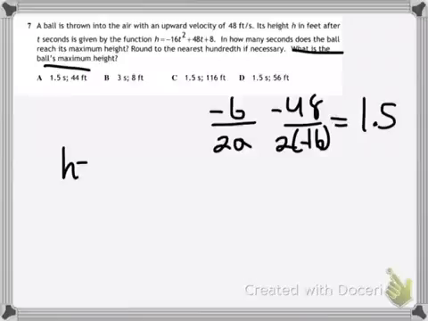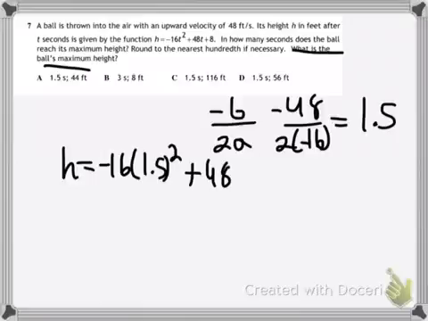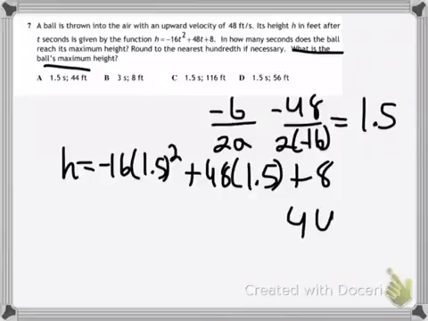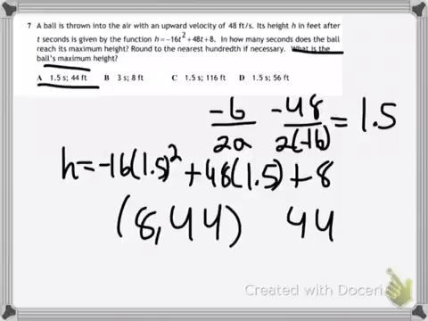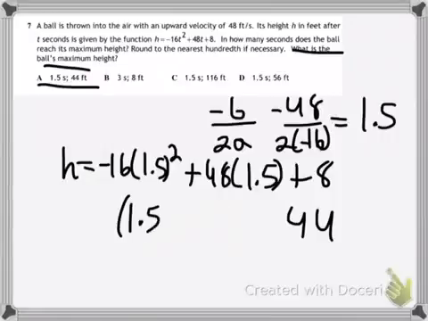Alright, so we have multiple answers, 1.5. So I'll substitute it back in. Negative 16 times 1.5 squared plus 48 times 1.5 plus 8. And that gives me 44. So we got 1.5 and 44.